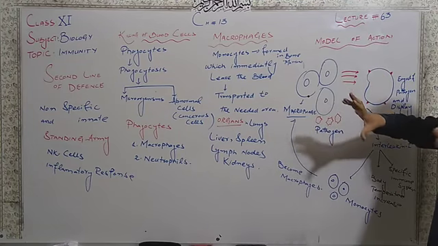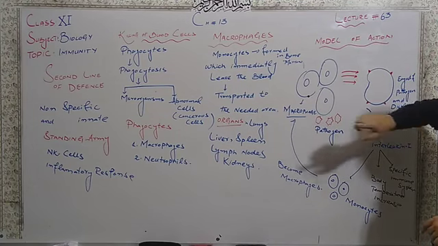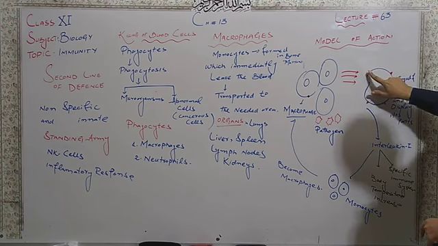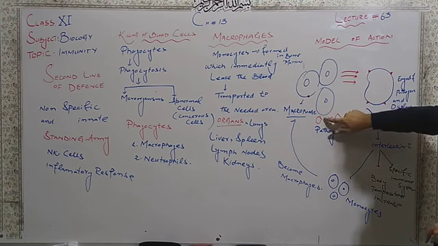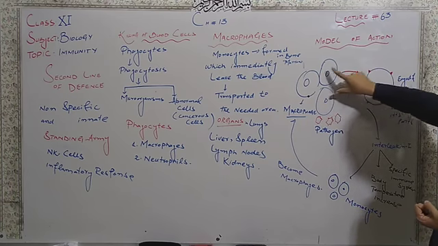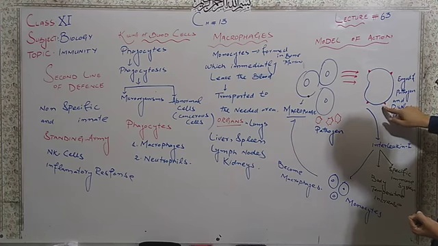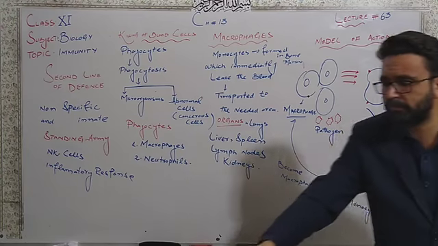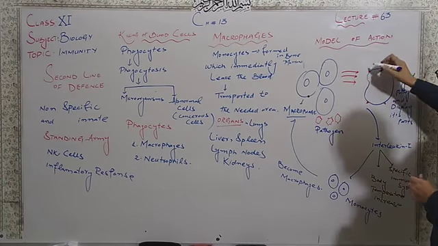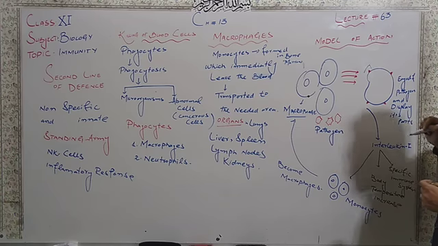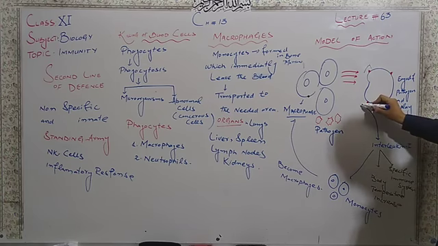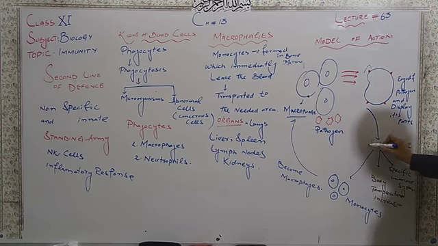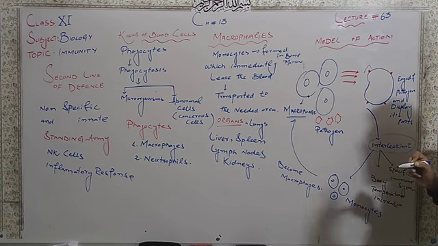Now, if we look at the mode of action, these are the macrophages, and these are the pathogens. For example, they are bacteria. When they engulf the bacteria, they display some parts of the pathogen which trigger the specific immune system, but they also secrete a protein which is called interleukin 1.